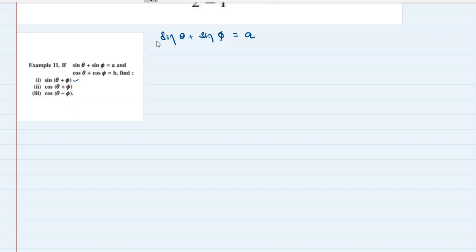So sine C plus sine D is 2 sine (theta plus phi) by 2 times cos of (theta minus phi) by 2, that is C minus D by 2, is equal to A. Okay, so this is your equation number 1. I'm going to name this as equation number 2.